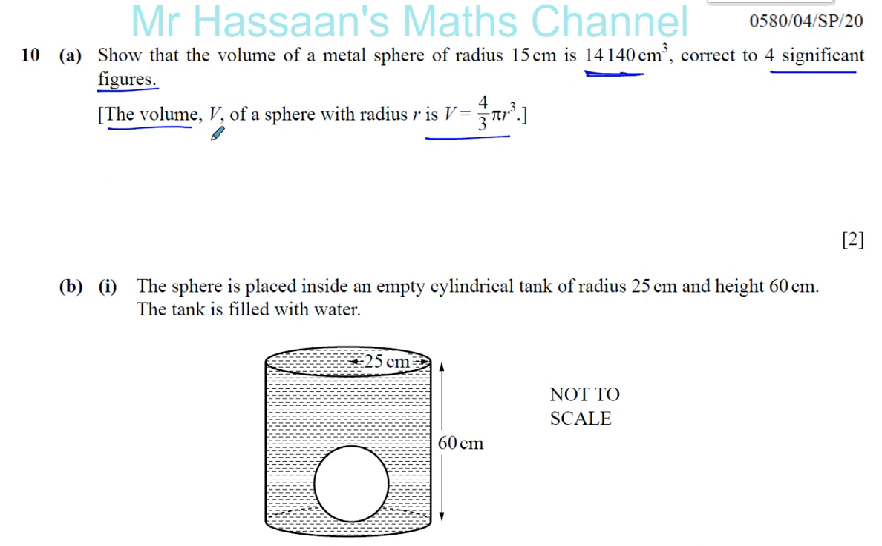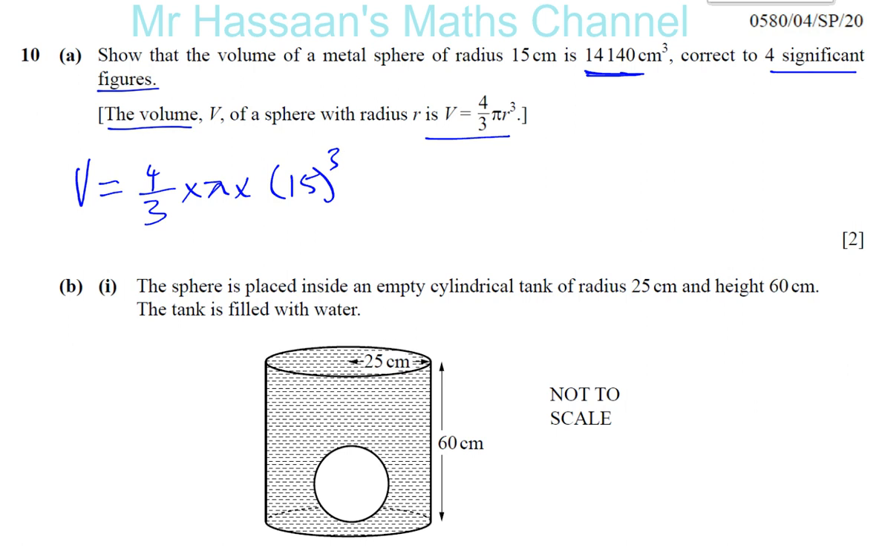The units are no problem. This radius is in centimeters, and the answer they want is in centimeters cubed, so you don't have to do any conversions. So just do V equals 4 over 3 pi. The volume is equal to 4 over 3 times pi times the radius, which is 15, cubed. And then all you need to do is go to the calculator.